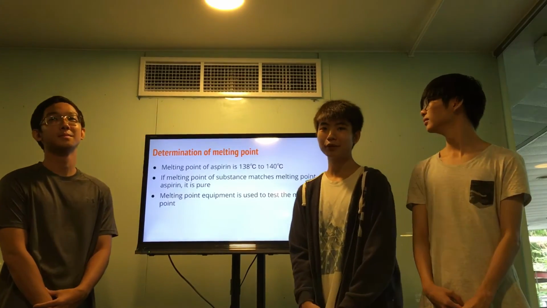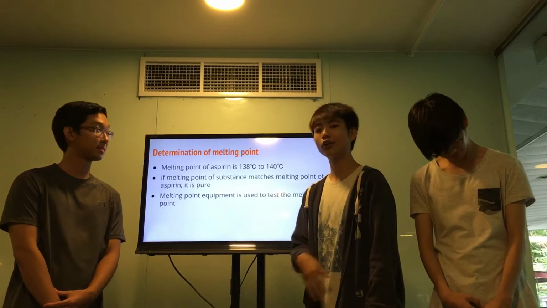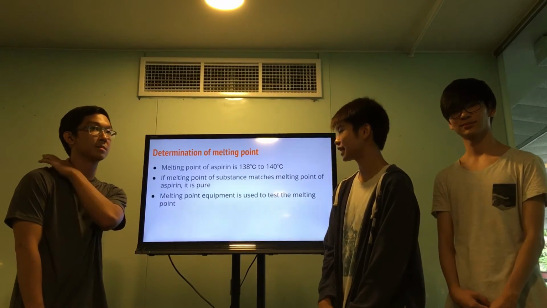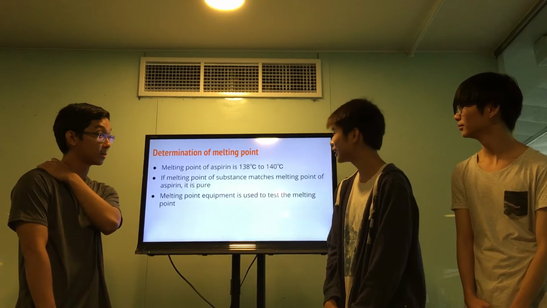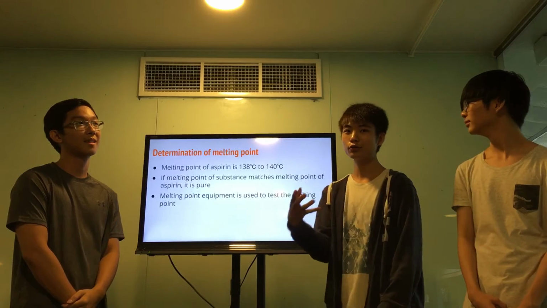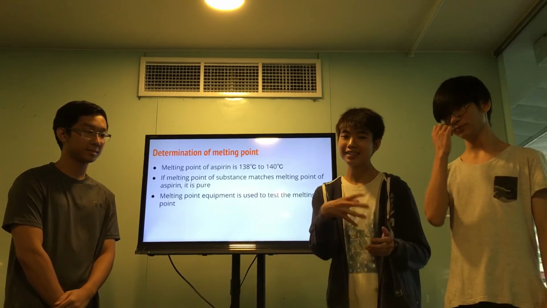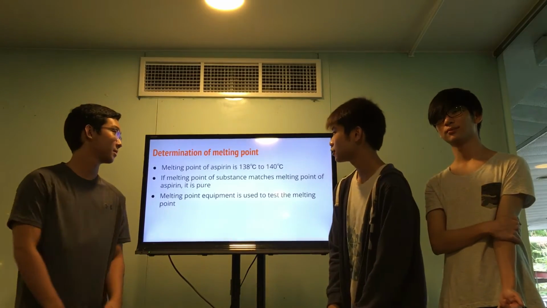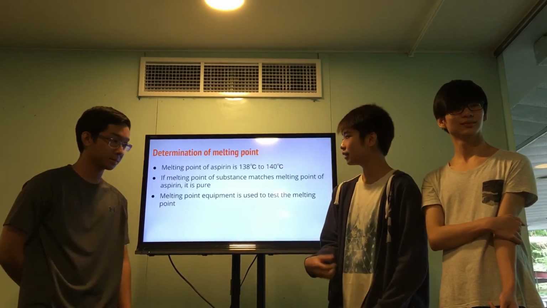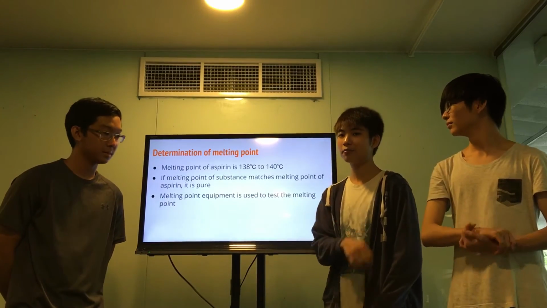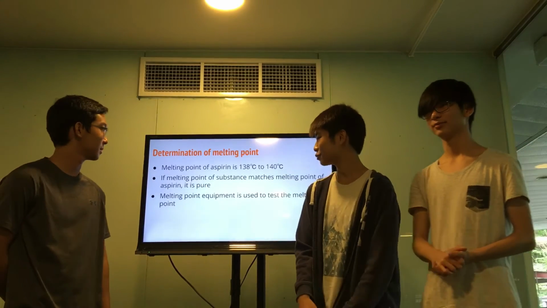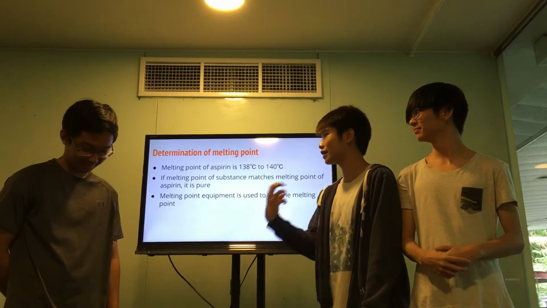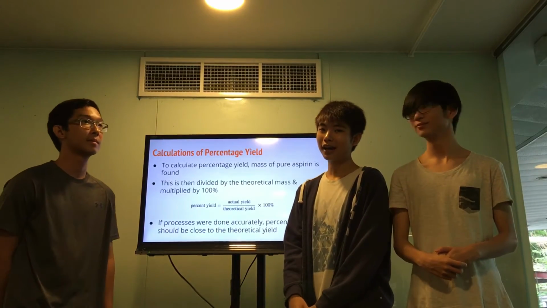Okay, so how do we determine the melting point in this experiment? Firstly, we need to find out the theoretical melting point of aspirin, and the theoretical melting point of aspirin, as we found, was 138 to 140 degrees Celsius. So we have a compound in this experiment, and we are going to test the melting point of the compound to check if it matches with the melting point of aspirin, which is 138 to 140 degrees Celsius. If the melting point of the substance that we are using in the experiment matches the melting point of aspirin, it's pure, and you can confirm its identity as being aspirin. Melting point equipment is used to test the melting point to ensure that it's aspirin.